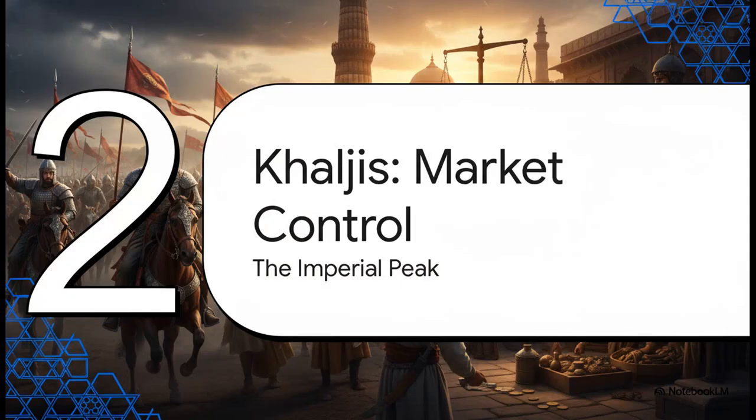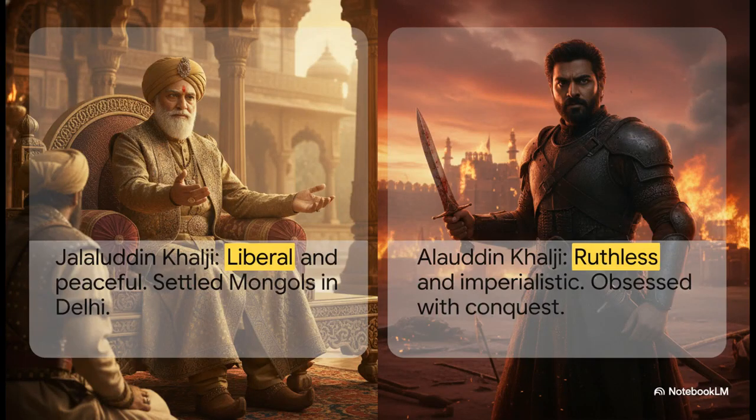Section 2. Khaljis, terror and market control, the imperial peak. Moving into the Khalji era, we see a wild shift in leadership. On one side, you have the founder, Jalaluddin. He was 70 years old when he took the throne, and he's famous for his super-liberal approach. He famously said that 10 forts weren't worth a single hair of his soldiers. He even settled defeated Mongols right in Delhi.